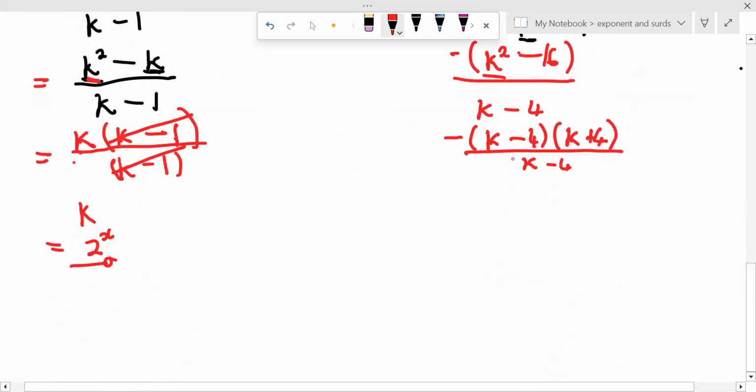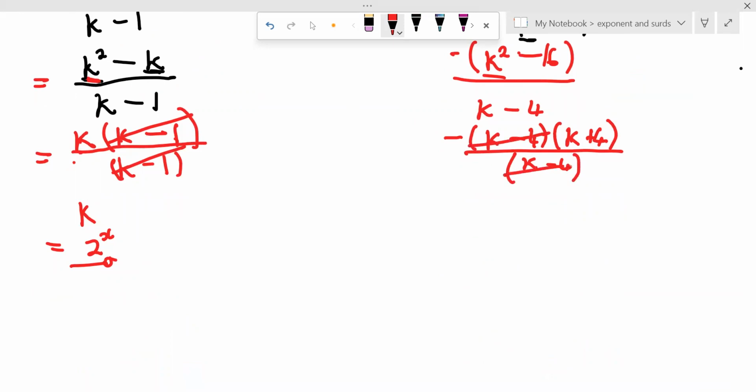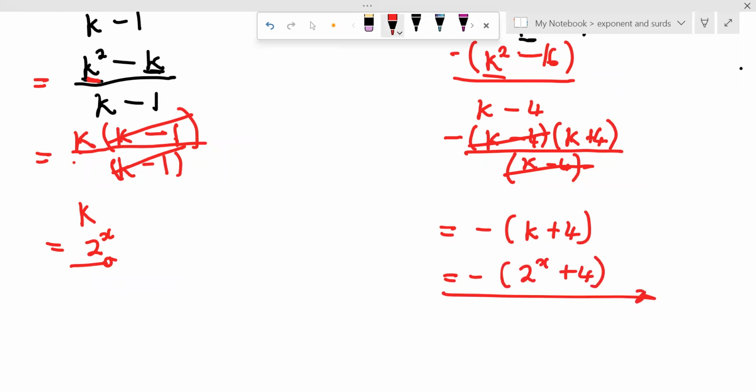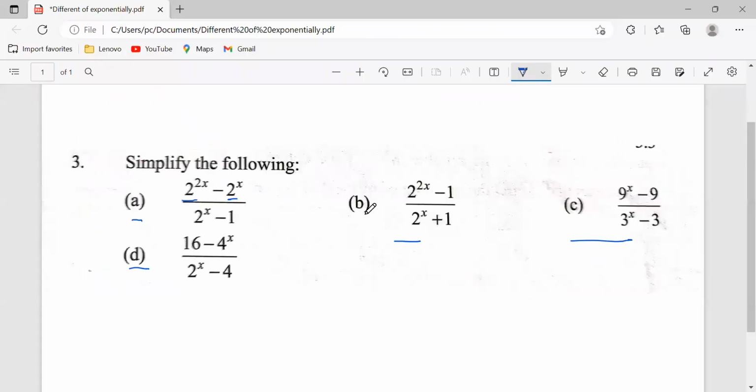Now, as you can see, guys, you have k minus 4, you have k minus 4. K minus 4 can divide the k minus 4. Now, after these two things have divided each other, you're going to be left with minus, open bracket, k plus 4. Now, we know what k is, then we'll have minus, open bracket, 2 to the power of x plus 4. Then we can leave our answer right here. That will be it for our lesson here, guys. Now, as we said, you can come and check number B and number C.